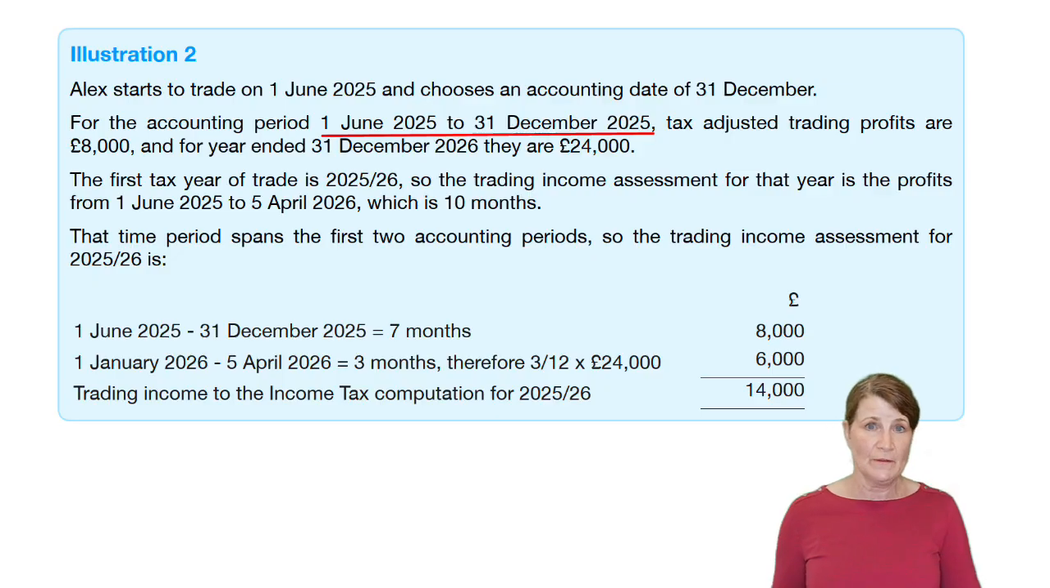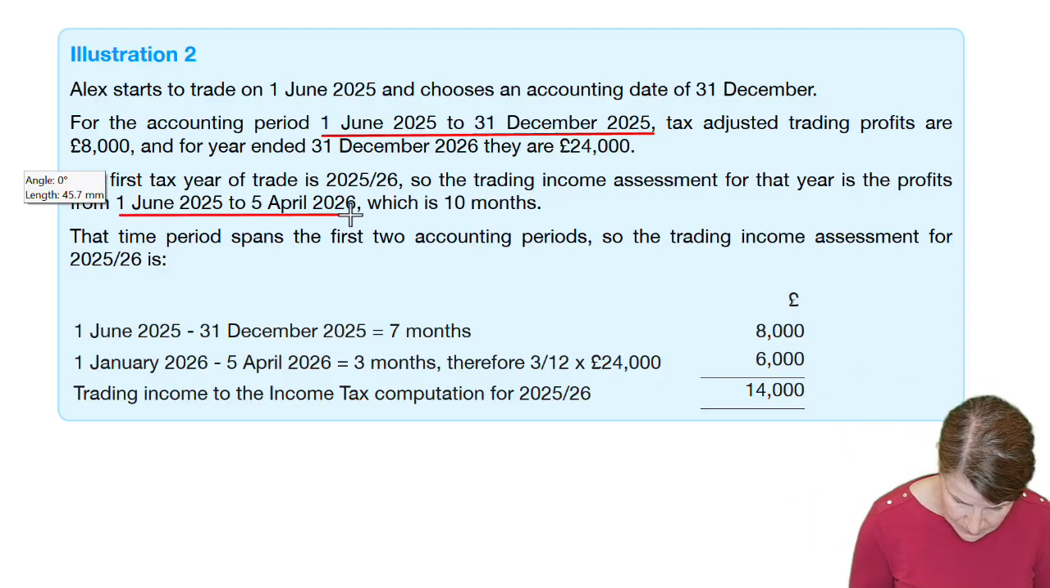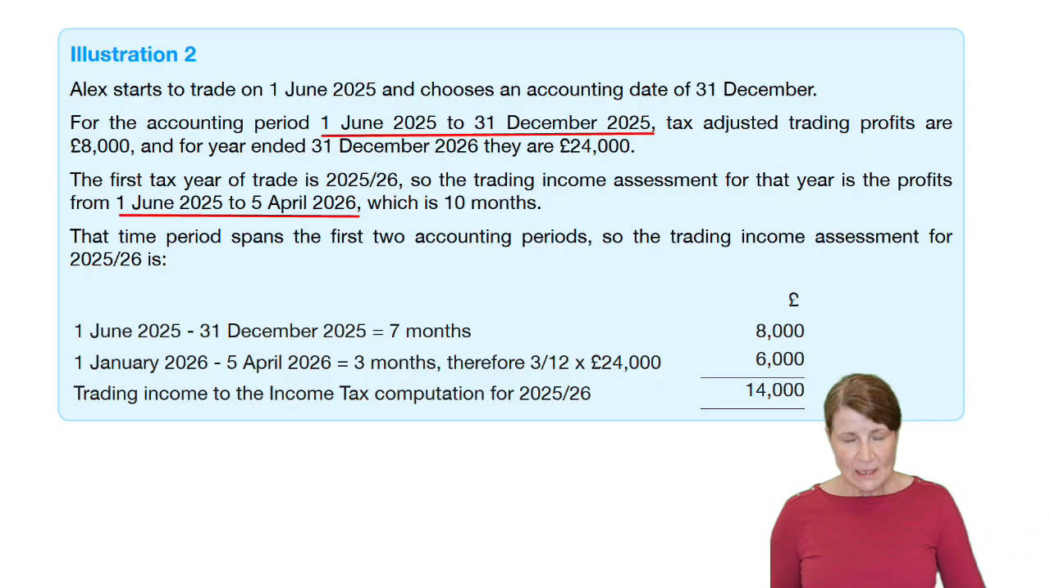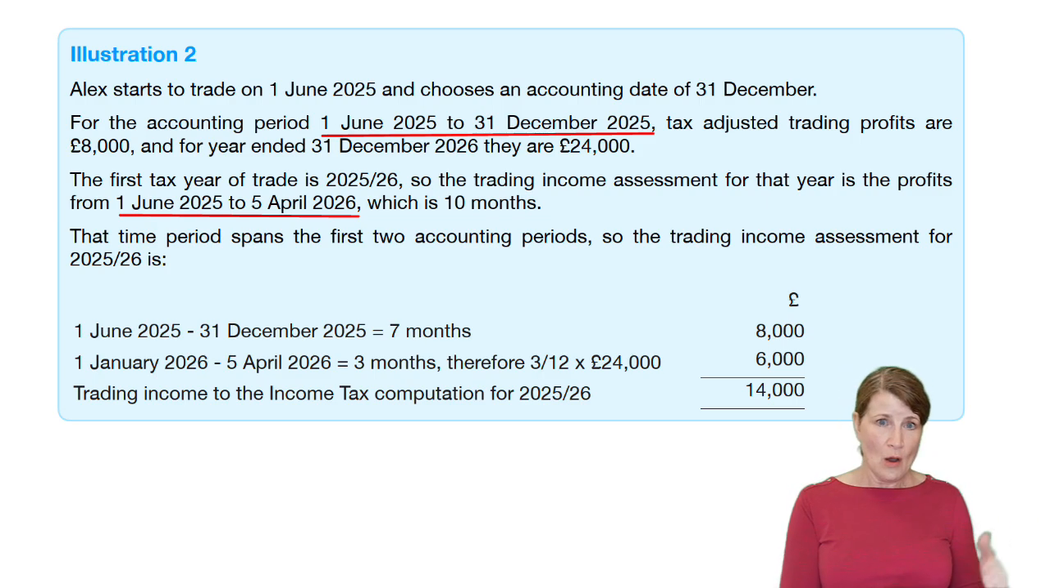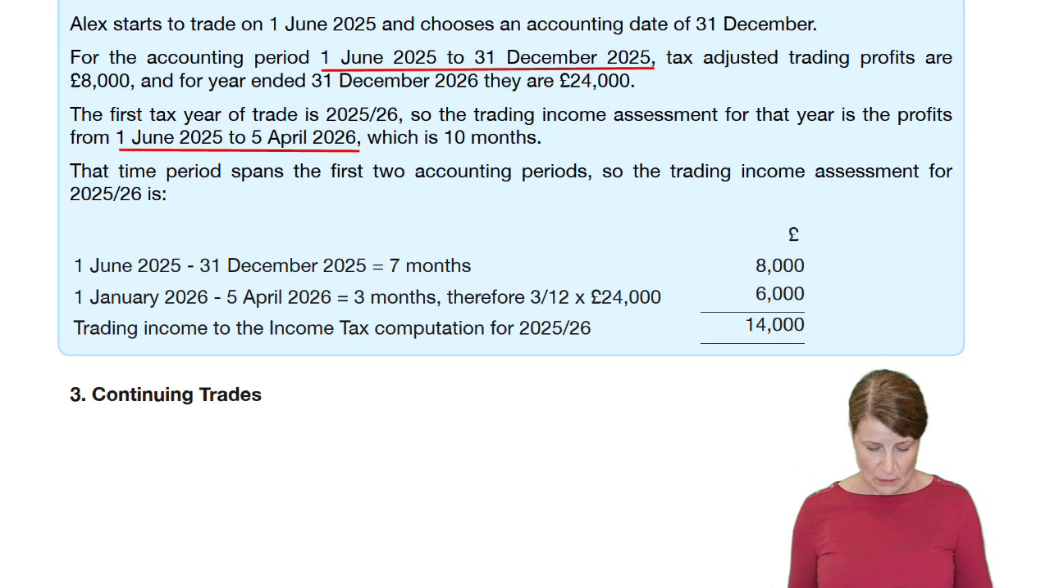So we want the profits from the 1st of June 25 when we started to trade up until the 5th of April 2026. Now we have, for that period, is actually 10 months. Now that actually spans 2 sets of accounts, because our first set of accounts is from the 1st of June 2025 to the 31st of December 25, which is 7 months. So we're going to take all of that 7-month period there, which is £8,000.